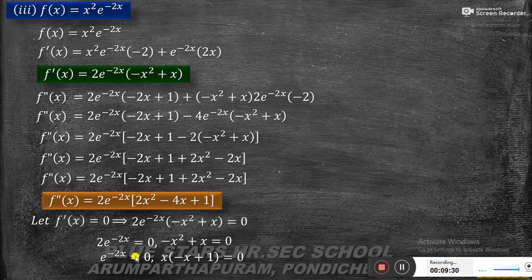So e power minus 2x equal to 0. Here I take the common factor. The common factor is x. So x I take from these two terms. So x into, that means I take the 1x, the remaining factor is minus x, plus I take the 1x from this term, so the remaining term is 1. Therefore x into minus x plus 1 equal to 0, and e power minus 2x equal to 0.